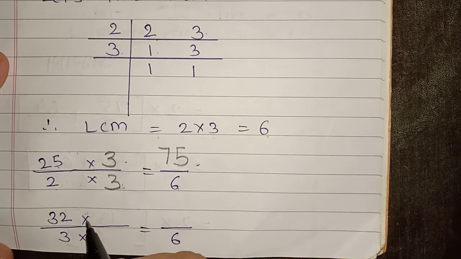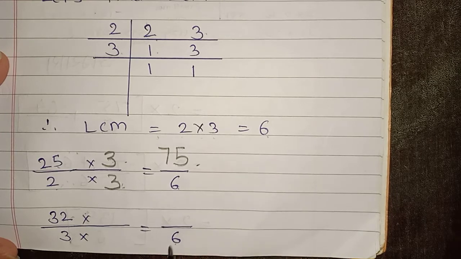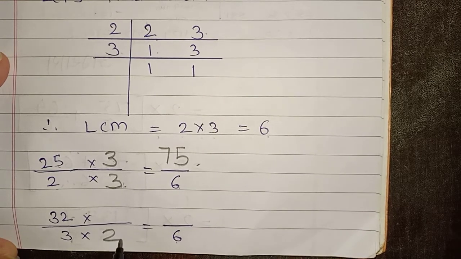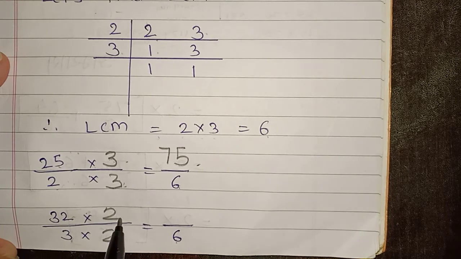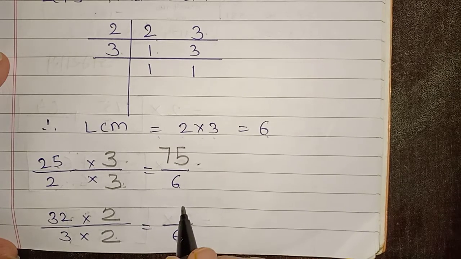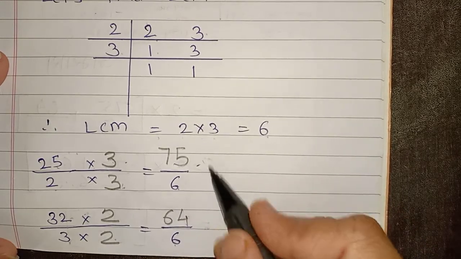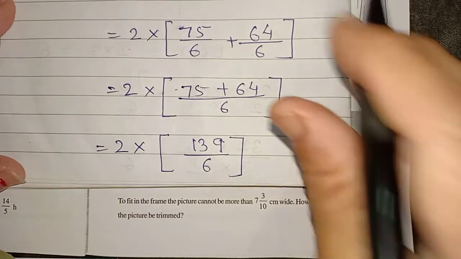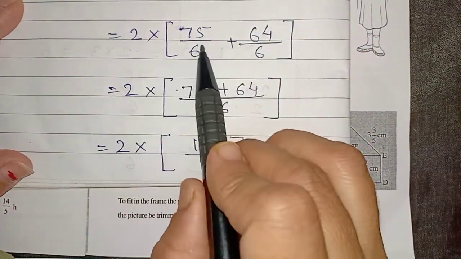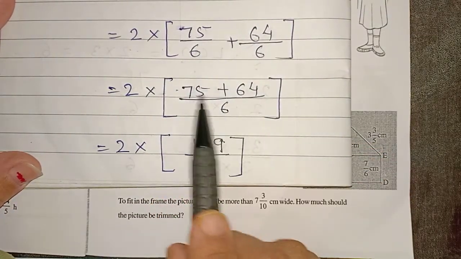Same here I have written the next fraction. I have to make the denominator 6. So I will multiply 3 by 2. It gives the answer 6. Since denominator is multiplied by 2, I have to multiply the numerator also by 2. So 32 into 2 gives me the answer 64. So now I have made the denominator same. Now let's continue. Again I have written the same values in the formula 2 into length plus breadth. Now since the denominator is same, I have to add the numerator.